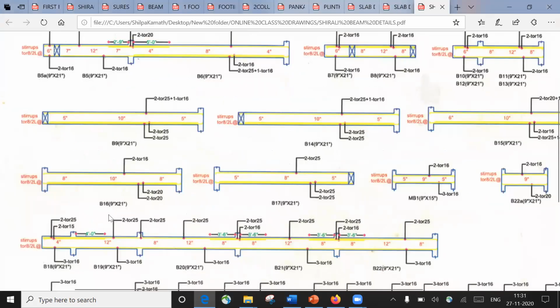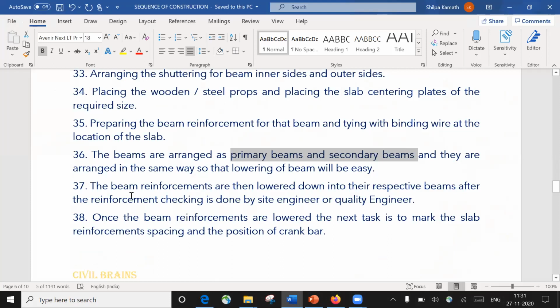The engineer will come and see whether 16 diameter 2 bars are given at the top or not, whether 20 diameter 2 bars are given in the bottom or not, whether 20 diameter 2 bars are given at the second layer or not, whether the stirrup spacing is 8 inches here or 10 inches or 8 inches. Usually he doesn't check each and everything, but he'll have a look over all these beams, whether the contractor or the bar bender has done it properly or not. Once he has checked everything, the beam reinforcement is lowered into the respective beams after the reinforcement checking is done by the site engineer or the quality engineer.